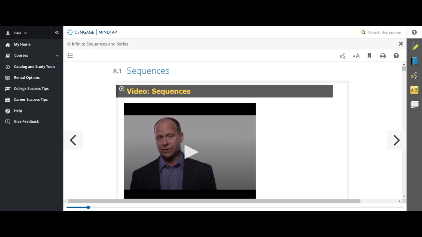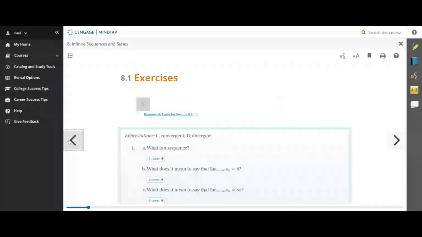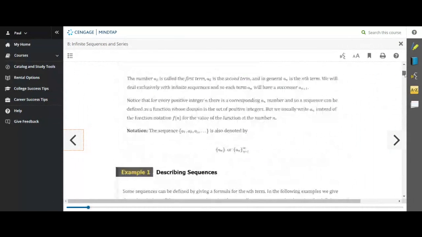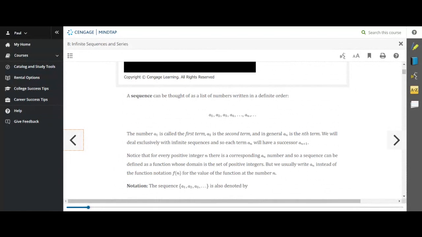So a sequence can be thought of as a list of numbers written in a definite order. Okay, a definite order. And traditionally, the sequence of numbers follows some kind of pattern.